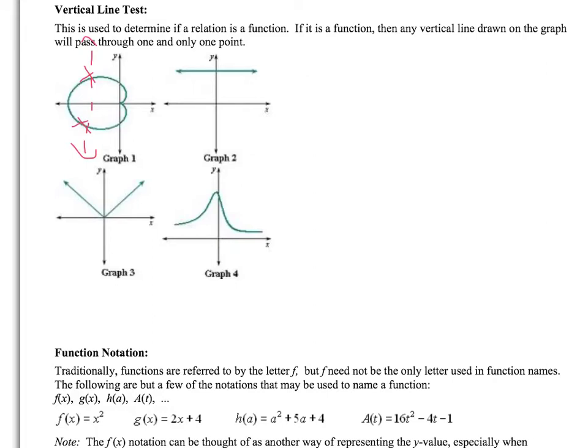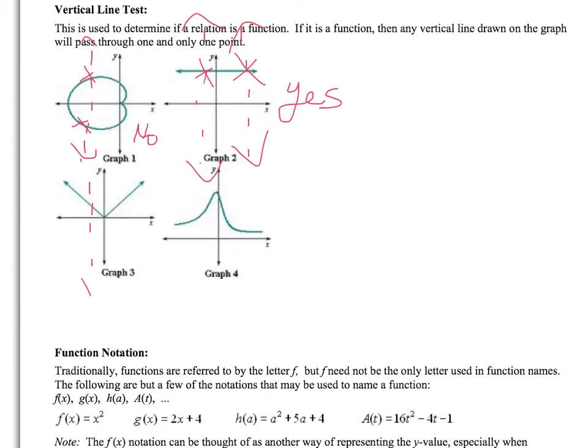So I'm just going to put a little no next to graph 1. When I look at graph 2 and I draw a vertical line, I only hit at one point. And maybe I pick to try to find another vertical line, and I still only hit at one point. So no matter where I draw this vertical line, I'm always going to hit at only one point. So this is a function. So I'm going to put yes next to graph 2.